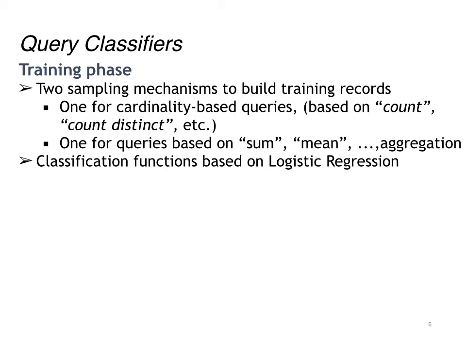So, first of all, we need to generate a set of data samples that can be used as training datasets. To this end, we adopt two sampling mechanisms. One is suitable for cardinality-based queries, such as queries that are based on count or count distinct operators, and the other one is suitable for queries that are based on other aggregation functions, such as mean, sum, and so on. All the classification functions used in the classifiers are based on logistic regression.